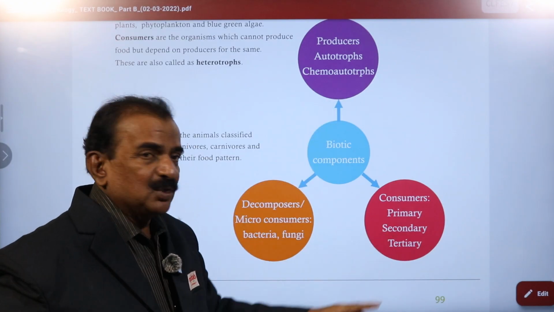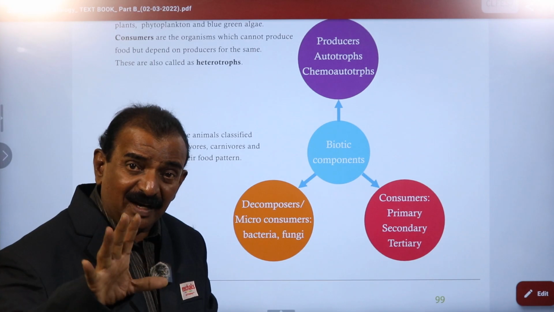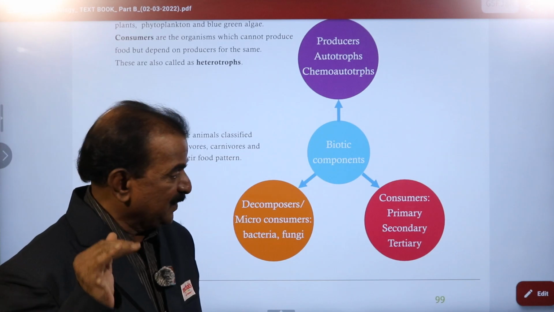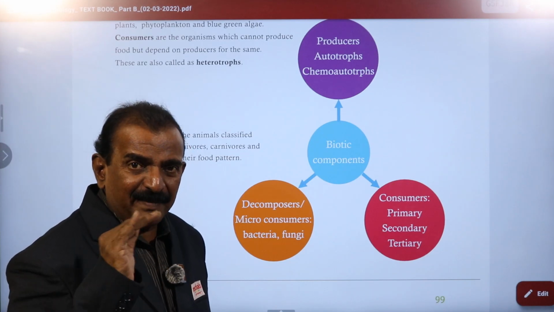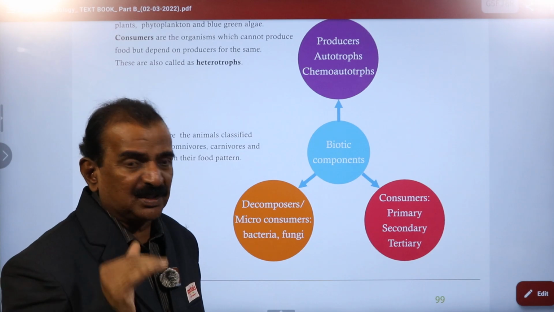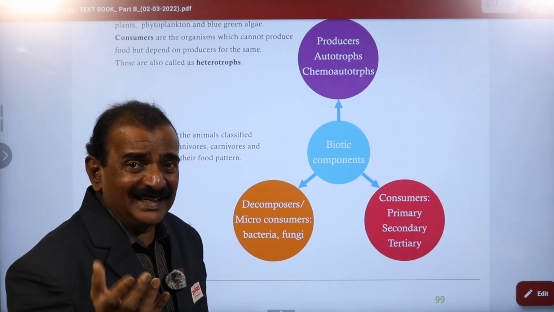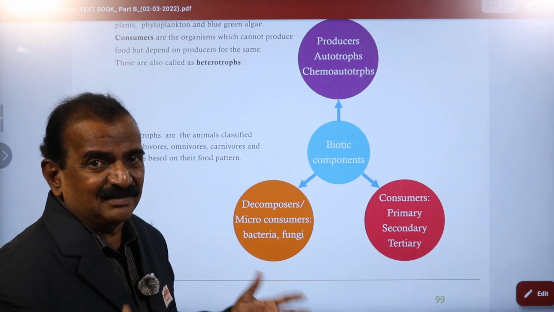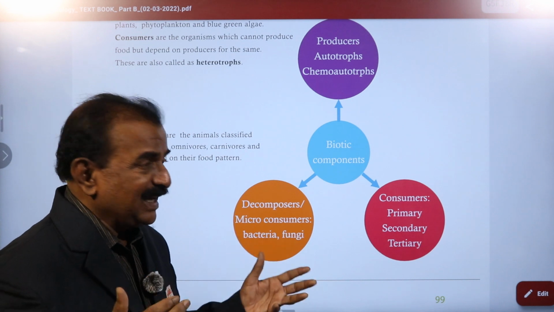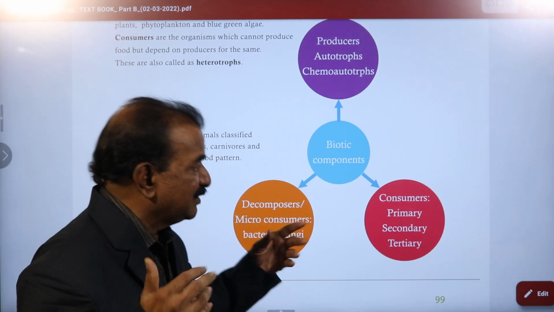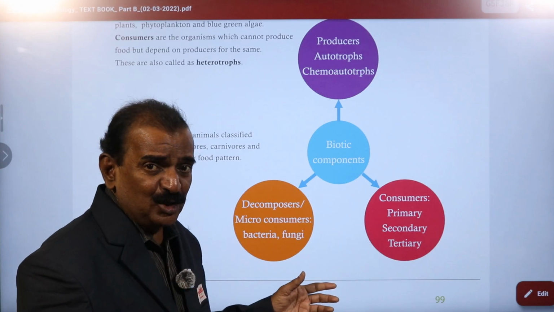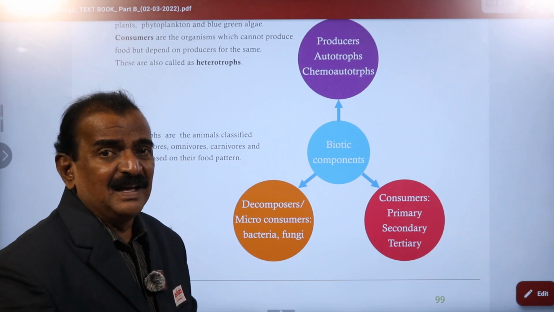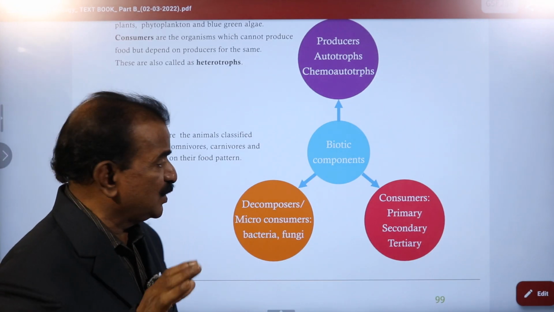Next you see consumers. Consumers are of three types, as we already discussed. First, primary consumers mainly depend on plant sources of food. Secondary consumers depend on plants and also animals, and tertiary consumers eat the flesh of other animals. So consumers are primary, secondary, tertiary, and top carnivores. Carnivores only eat the flesh of other animals, not plant sources of food.